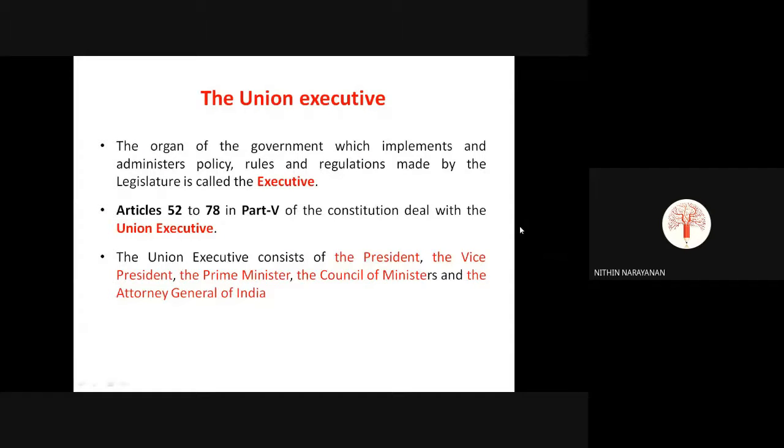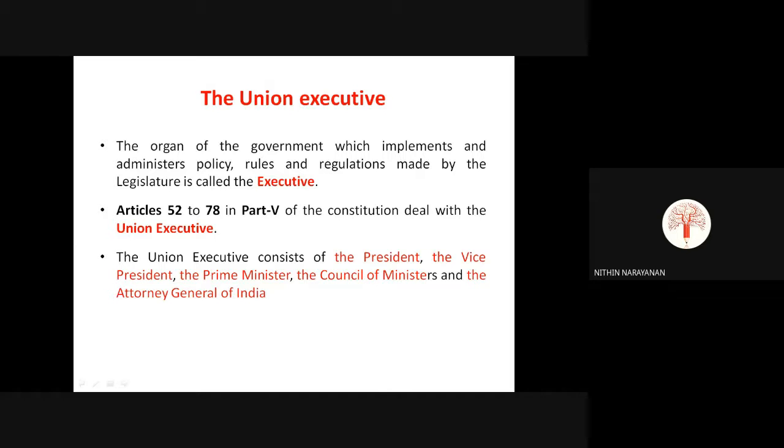Okay, good morning to all. So today we will be discussing the topics in Module 3 of the Constitution of India. Module 3 deals with the Union Executive. We know that for our country there will be a central executive, that is the Union Executive, and there will be a state executive also.